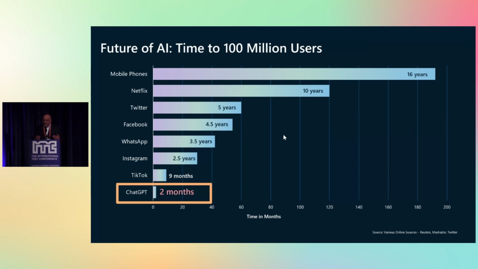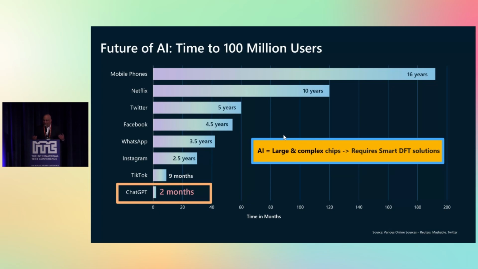AI requires a lot of compute power. That means we have to build large, integrated chips, and we have to come up with smart DFT solutions like Nilanjan was alluding to. We are going to have large complex chips. There's absolutely no way we can throw more people at that problem.